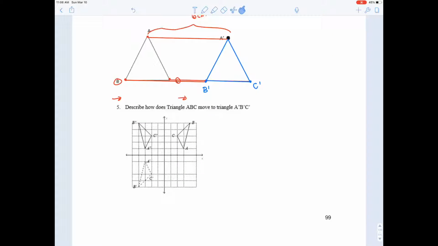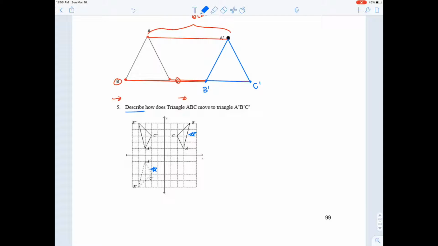All right, number 5. And actually, that's the last question we have on this study guide. Okay, number 5 says to describe how does triangle ABC, that's this triangle right here, move to triangle A prime, B prime, C prime, which is right over here. Okay, that dashed triangle, it's not solid.